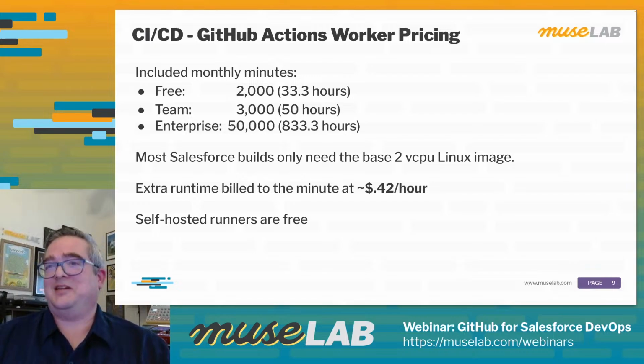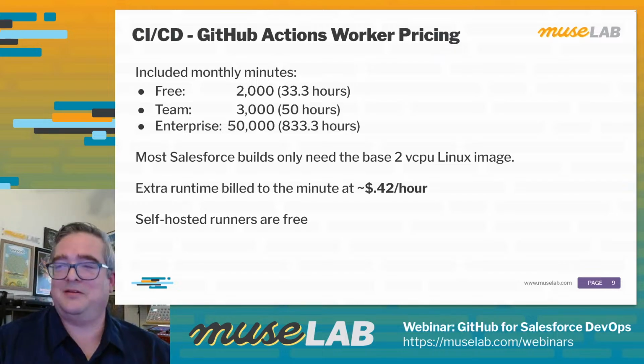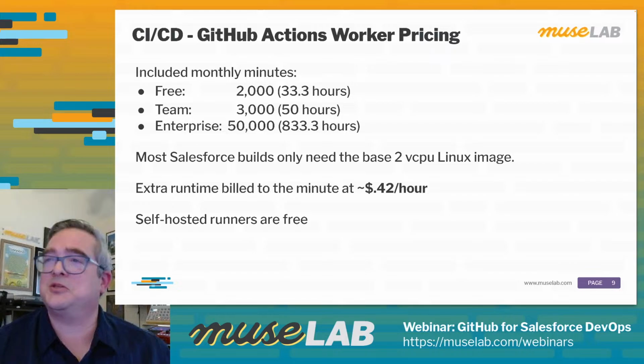If you want that, you can use self-hosted runners, and GitHub allows you to use self-hosted runners, and they charge you nothing for any of the runtime minutes. So you can provide your own runtime environment if you're going to be going way over the 50,000 and running a whole bunch of build hours, and that 42 cents an hour is going to be cost prohibitive.